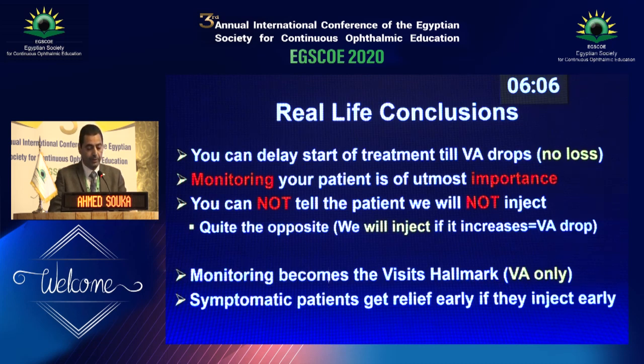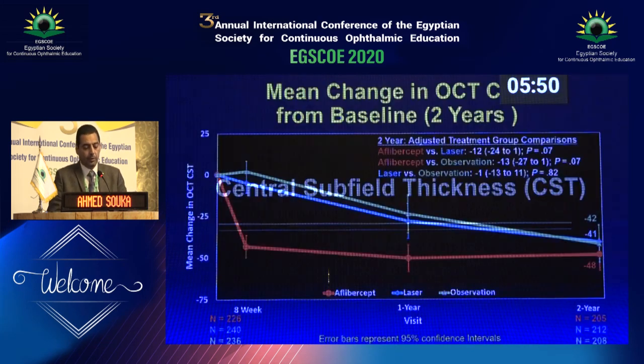Monitoring is the important thing, and you do not tell the patients that your strategy is not injecting. The strategy is actually that we will inject when you drop in visual acuity and it becomes significant. So the hallmark is monitoring and visual acuity only. How did they look, these patients?